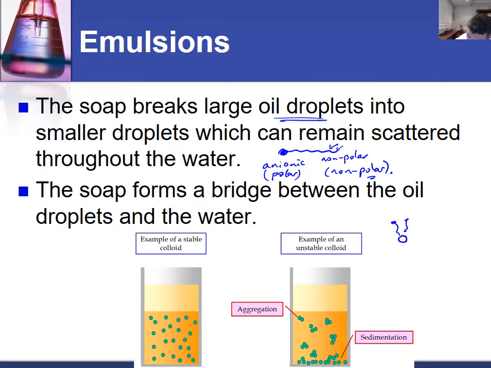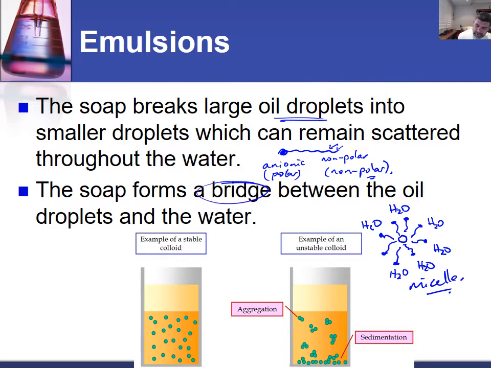So if you consider a little droplet in the middle, and then we've got all these soap molecules with their heads sticking out into the water, and their tails attracting the oil droplets. So this is kind of the structure that we get, and this thing is what we referred to in the last video as a micelle, and there's a whole heap of these. And that's simply because the soap is forming this bridge between the oil droplets and the water.